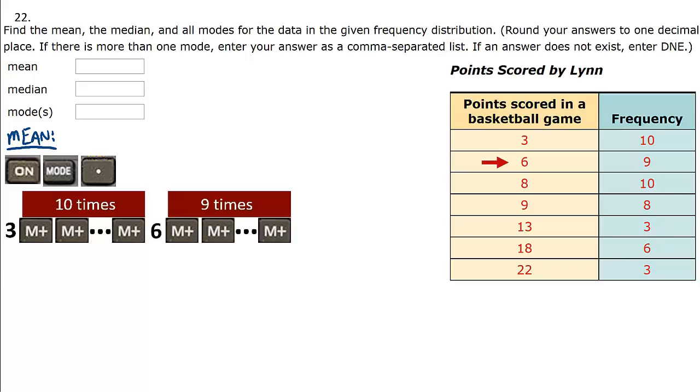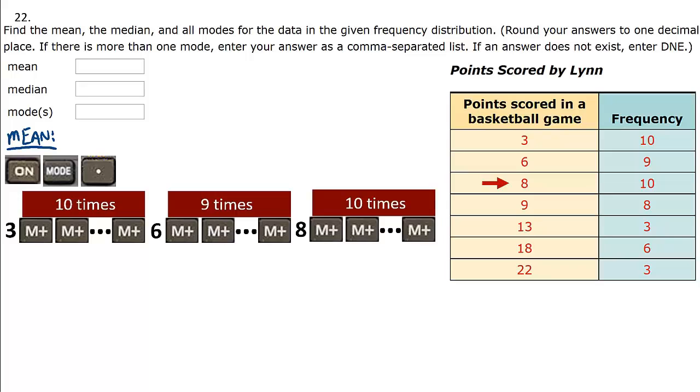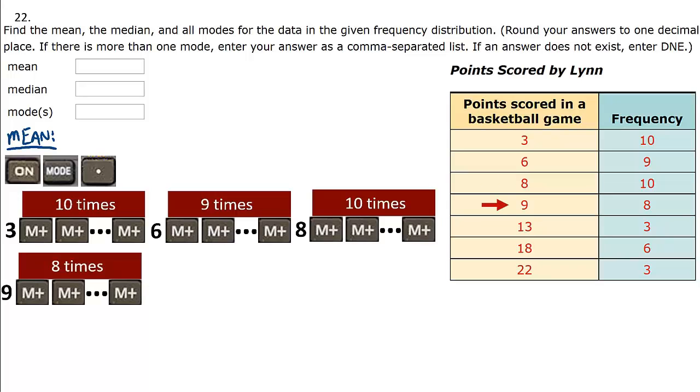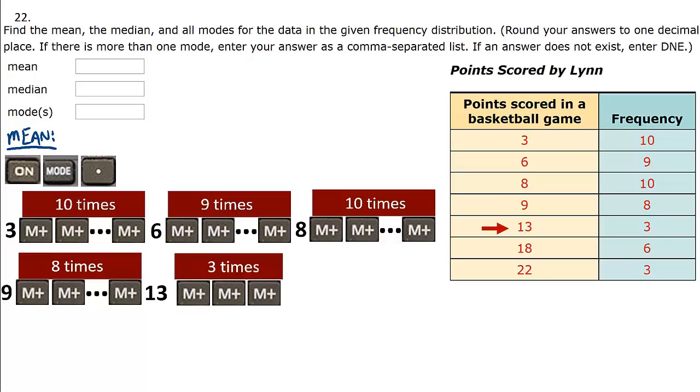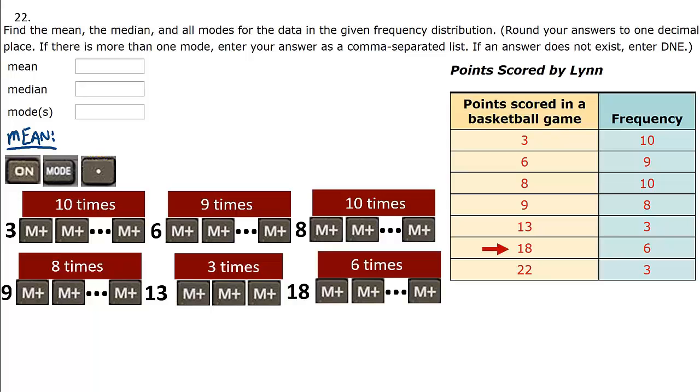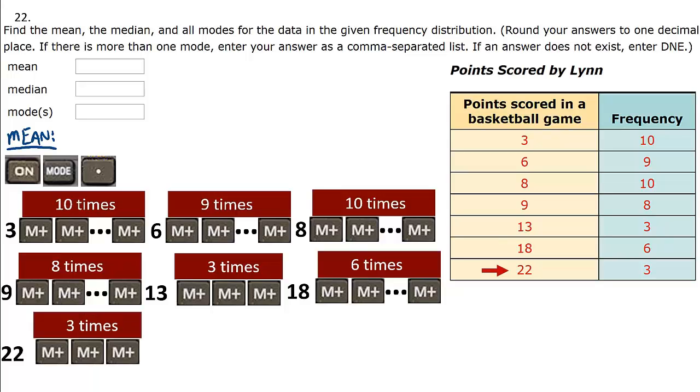Then you move down to the 6. Type in 6 9 times. So you type in the 6 and hit M plus 9 times. Then you type in 8 and hit M plus 10 times. Then you move down and you type in 9 and hit M plus 8 times. Move down to the 13, so you enter 13 and press M plus 3 times. Move down to the 18, so you enter 18 and you press M plus 6 times. Finally, you move to the 22, so you enter 22 and you press M plus 3 times.